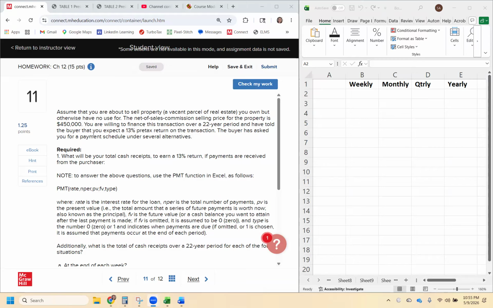Okay, so 11 says, assume you are about to sell property, a vacant parcel of real estate you own, but otherwise have no use for. The net of sales commission selling price for the property is $450,000. So that's how much you're going to get paid. Regardless, after all the money is over and done, you've paid all your commissions, you're going to get $450,000.